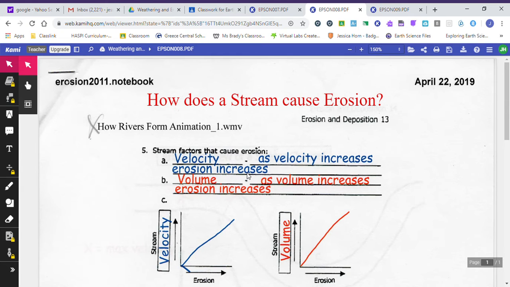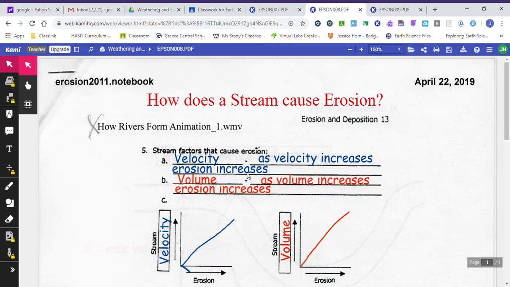Second factor, volume. And when I say volume, I mean volume of the stream. How much water is actually in the stream? If there's a lot of water in the stream, erosion will increase. When is there a lot of water in a stream? Well, probably today. It rained all day today, so any creeks or rivers in our area are probably filling up to capacity. The volume of water is increasing, and that is going to move more sediment away. The erosion is going to happen much faster.